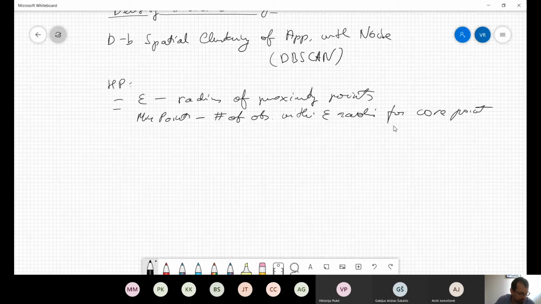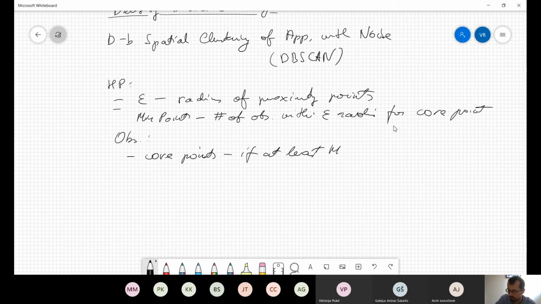So once you define these two parameters, all the observations are then classified, put into one of three classes, right? So basically, observations become core points. So core points, if for the point, if at least min points.